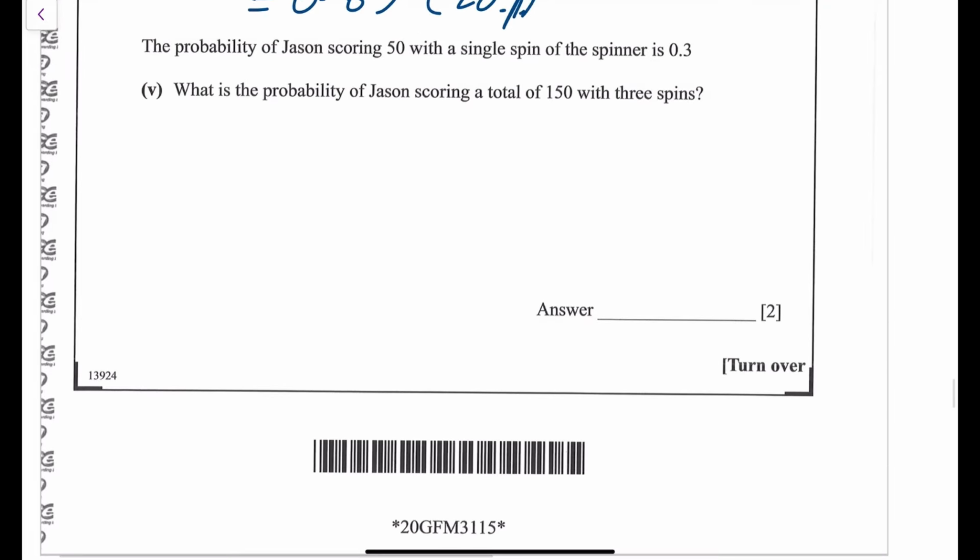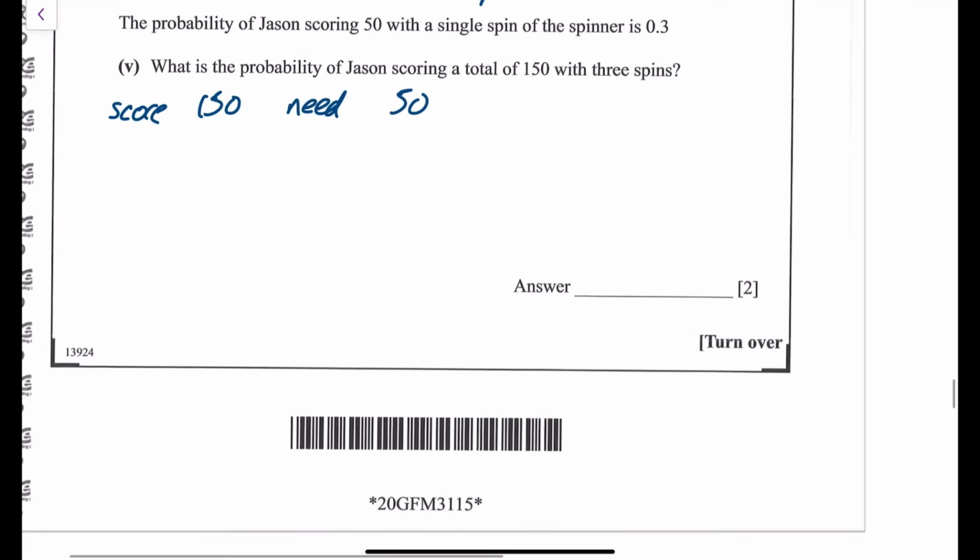Okay, so they change the question slightly. It says, probability of Jason scoring 50 with a single spin is 0.3. What is the probability of Jason scoring a total of 150 with 3 spins? Now, for him to get a score of 150, it's very easy. There's only one way of doing it. That means he would need to get a 50, a 50, and a 50.